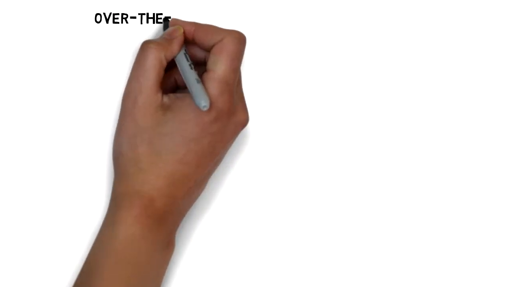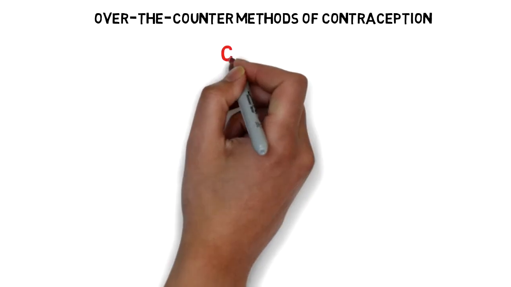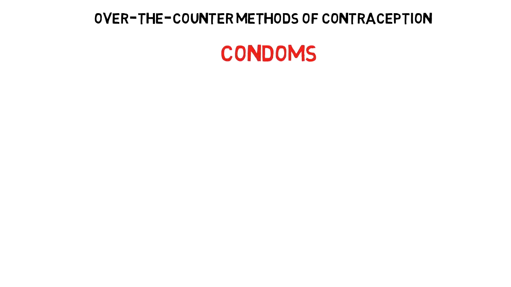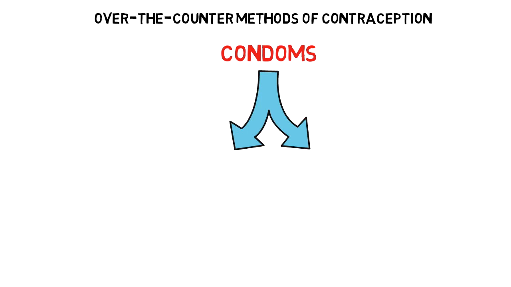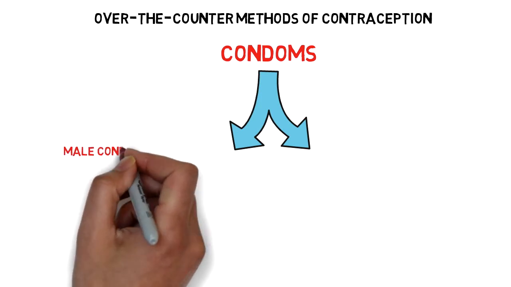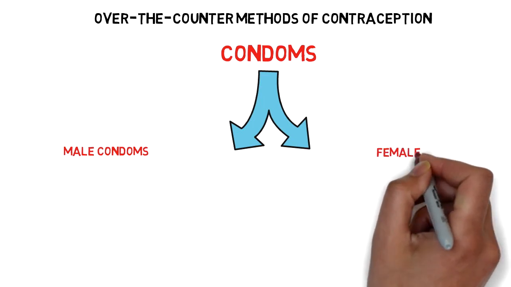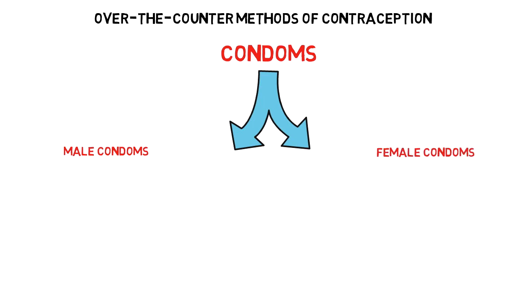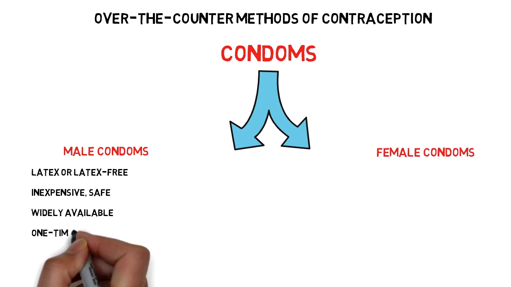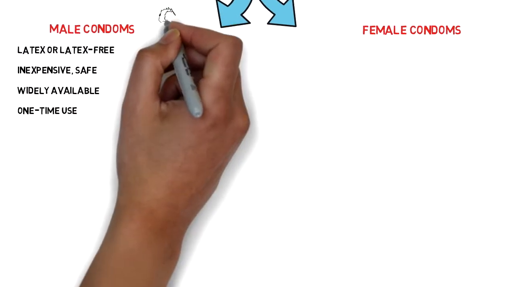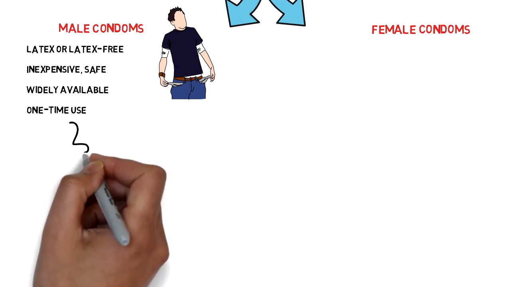Alright, so now we can get into the over-the-counter contraceptive options that are also hormone-free. Let's start with the one you're most familiar with, the condom. There are male condoms and female condoms, which we will briefly contrast and compare. Male condoms are latex and have latex-free options. They're very cheap. They're widely available and they're safe. And the male as well as female condoms are only one-time use.